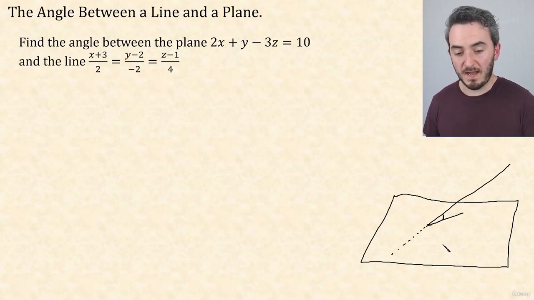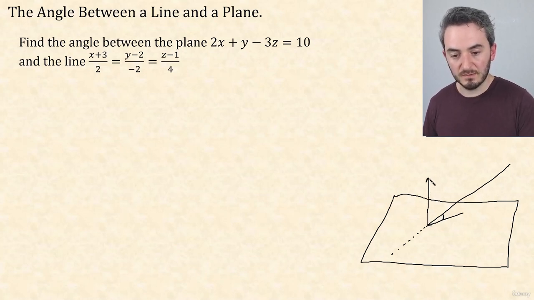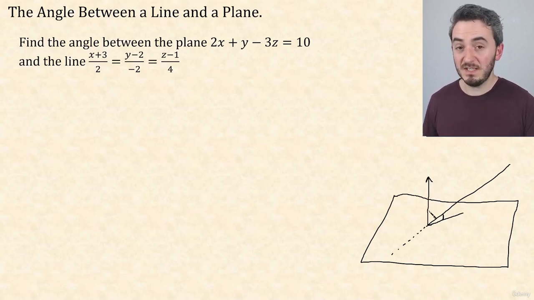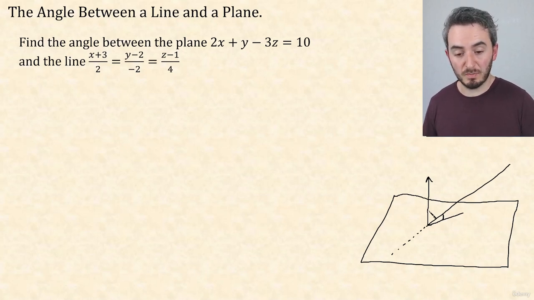A much easier angle to find is the angle between a line and the perpendicular to the plane. Remember, it's very easy to find a vector that's perpendicular to a plane, and since that perpendicular is 90 degrees to the plane, we know that the angle between the line and the plane is just 90 minus the angle between the perpendicular and the line. So typically, we'll represent it something like this.